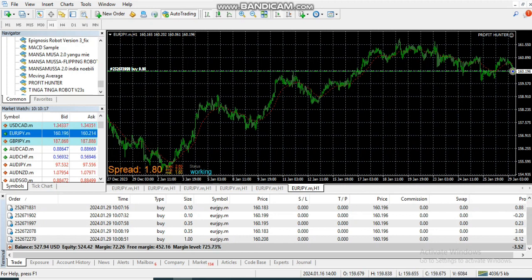Our goal here is just to double this account. So we need to have a profit of 500 going on. Just like that, as you can see, we are already in profit. Let's watch and see what is going to happen at every point as we go.